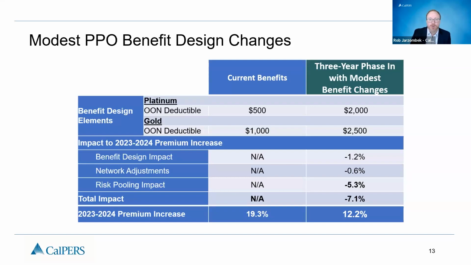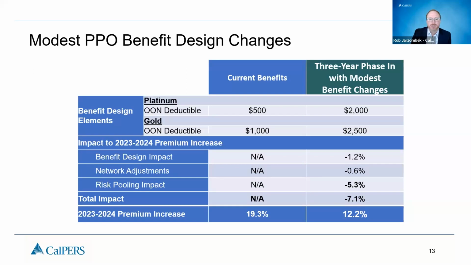While the 3-year phase-in to 1 risk pool minimizes the impact to HMO premium, it is not enough on its own to reduce the PPO premiums to a level that prevents significant outward migration next year. To get the PPO premiums down to this level, we need to take some additional steps. The first is to make modest benefit design changes that increase the cost sharing for out-of-network care. Specifically, we are increasing the out-of-network deductibles by $1,500. So from $500 to $2,000 for PERS Platinum, and from $1,000 to $2,500 for PERS Gold. Making these benefit design changes will reduce both the Platinum and Gold's premiums by 1.2%.